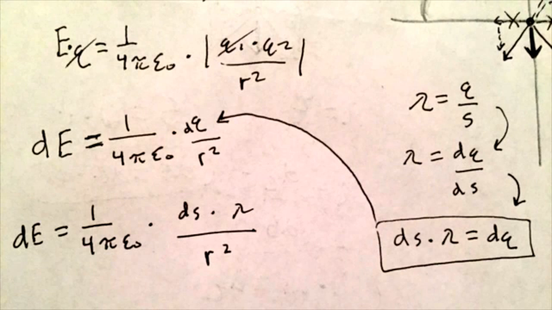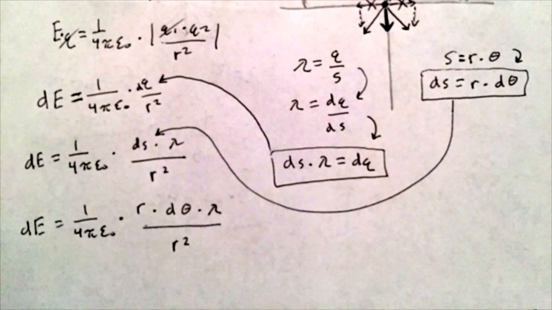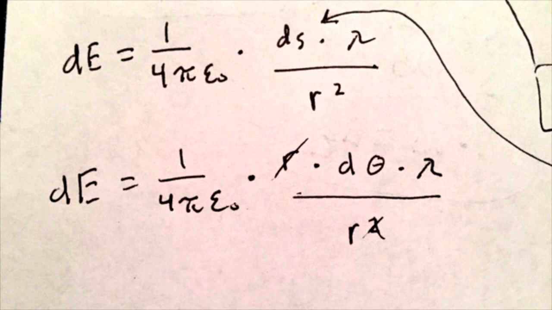We can then use the equations that we determined earlier, and plug in for dq: ds times lambda. Once we do this, we can plug in for ds with the second equation we derived, which is ds equals r times d theta. So when we replace the arc length, or ds, with r times d theta, we get the equation listed below. By doing so, we notice that we have an r and r squared, which means that the r on top cancels with the r squared on the bottom, resulting in only one r, or the radius, on the bottom.